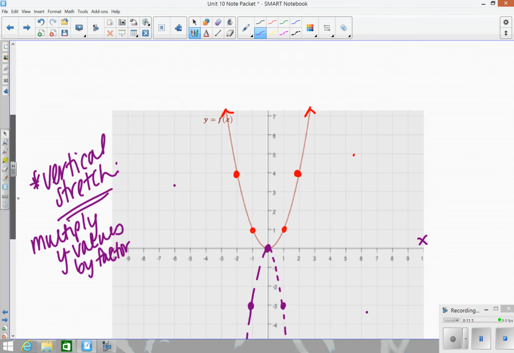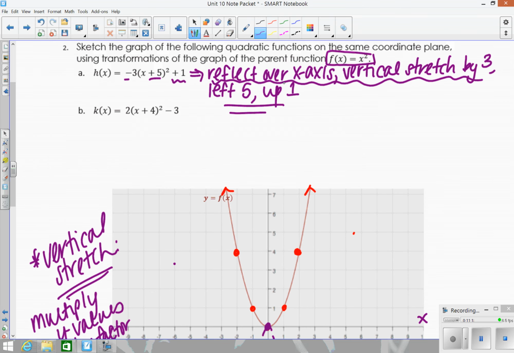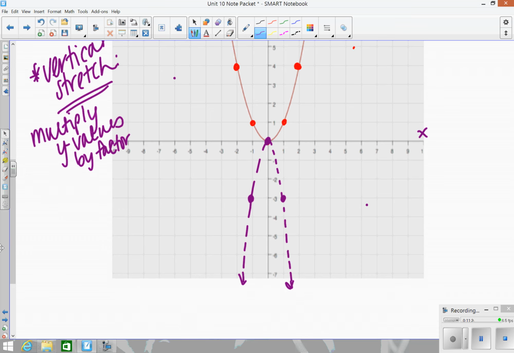And then if you look, this is the in-between step. I did the reflection over the x-axis and the vertical stretch by 3. To finish it up, I need to move left 5 up 1. So I'm going to do all of that together. So I'm going to take each of the key points that I just plotted, move them left 5 up 1.